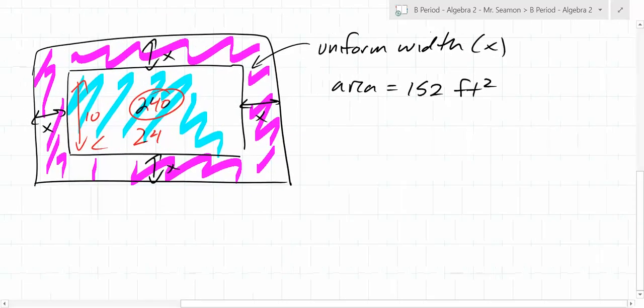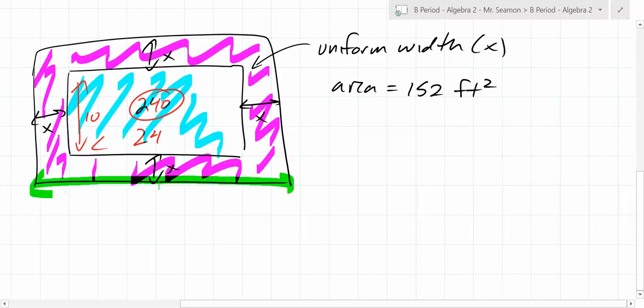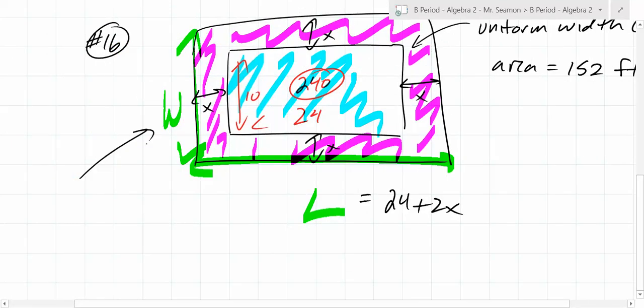Okay. Length times width of what, Lauren? Of the whole thing. The whole thing. So this and this. So what if we call this length and this width right there? Can you tell me what L equals? 24 plus 2x. And can you tell me what W equals right there, Lauren? 10 plus 2x, right?